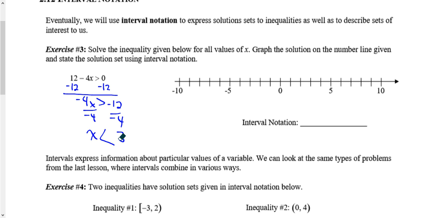What kind of circle on 3? Arrow going left. What's our interval notation? Probably not a bracket. Negative infinity, comma, 3. Okay? Getting the hang of this? I told you this section wouldn't be too hard.